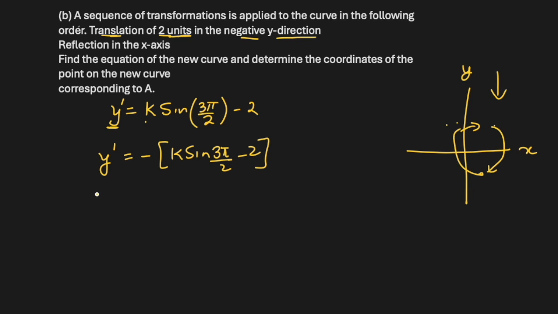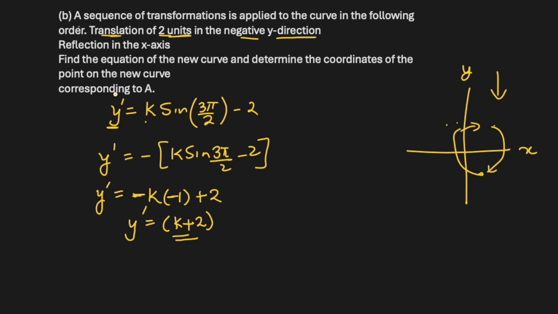Okay, and if I open the bracket, it is minus k sine 3 pi by 2. What is sine 3 pi by 2? Minus 1. And minus and minus plus 2. So this minus and this minus multiply, again it will become positive. So y is k plus 2.